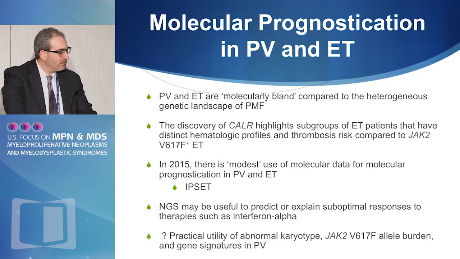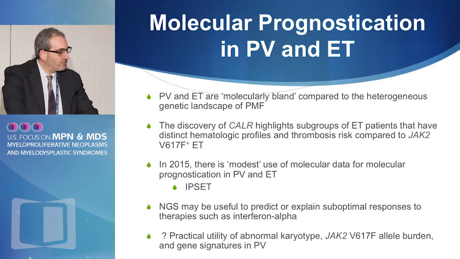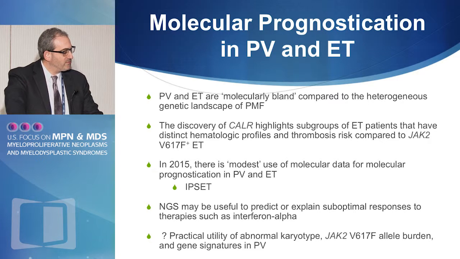So I'm just going to end by making some basic summary points. The first is that PV and ET, in my opinion, are generally molecularly bland compared to the heterogeneous genetic landscape of myelofibrosis. The discovery of the CALR mutation highlights subgroups of ET patients that have distinct hematologic profiles and thrombosis risk compared to JAK2 mutated ET. In this current year, there's really modest use of molecular data for molecular prognostication of PV and ET. We do know that the JAK2 mutation is incorporated in the IPSET system.